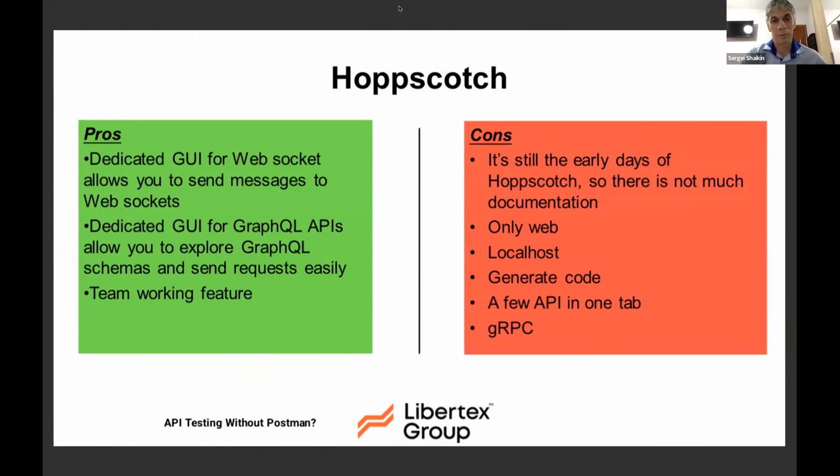And of course, Hoppscotch has some pros and cons. What about pros? Dedicated graphical user interface for WebSocket, allows sending messages, and dedicated graphical user interface for GraphQL APIs, allows exploring GraphQL schemas and sending requests easily. Of course, we have a team working feature. But what about cons? It is still early days for Hoppscotch because there is not a lot of documentation.